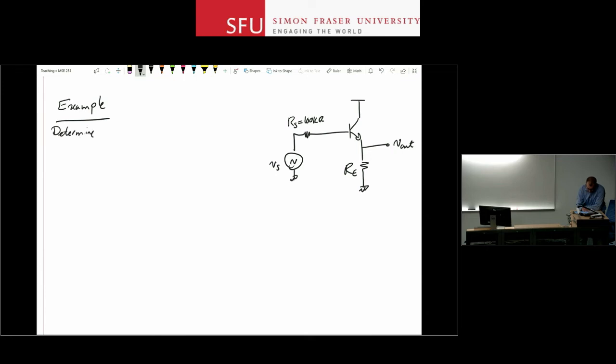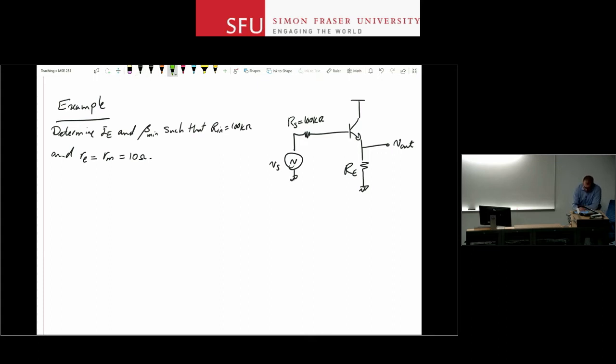determine IE and beta minimum such that R in is 100 kilo ohms and RE, which is actually the other way of saying RM, slightly different, is 10 ohms. Okay?